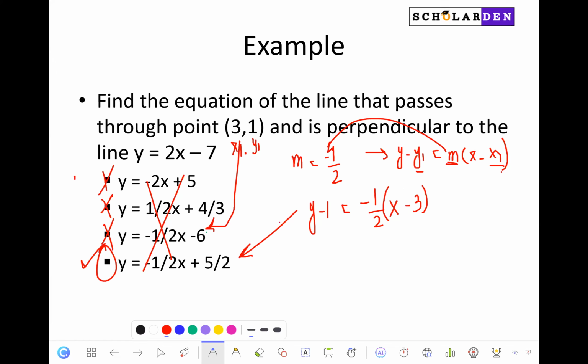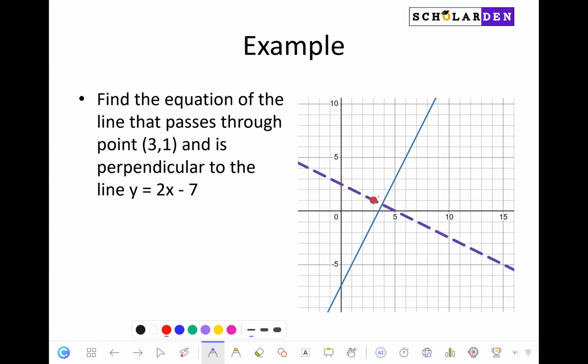Okay, great. Moving forward, this is the equation of the line. We can see that 3, 1 is not the intersection, but 3, 1 indeed lies on the line that we found out. So y is equal to -1/2x plus 5/2. So this is this line, and 3, 1 indeed lies on this line. Great, wonderful.